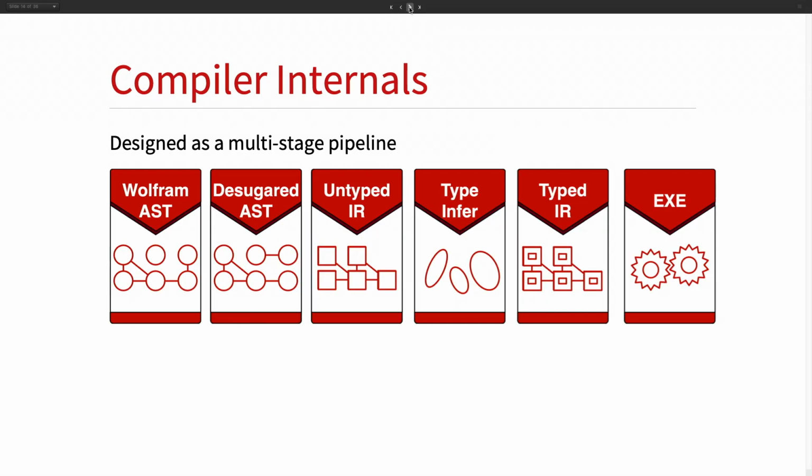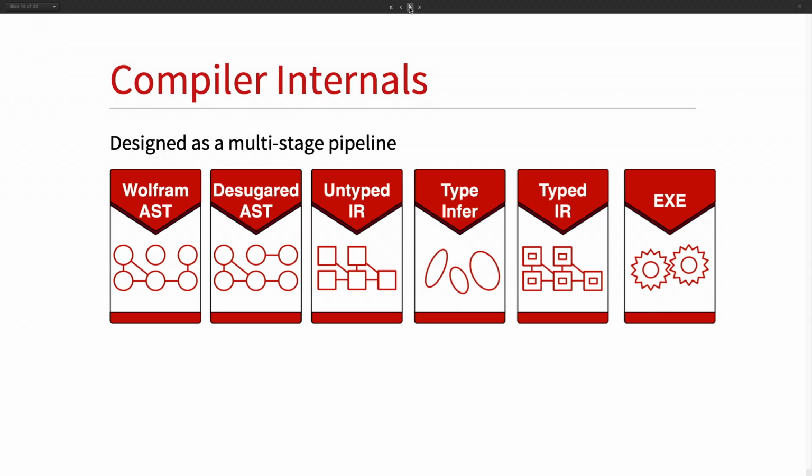So how do we achieve that? Internally, the compiler is a complicated thing, but we go through a multi-stage pipeline to make it more manageable and understandable. So we take these Wolfram expressions, or abstract syntax trees, and we do some transformations to make it simpler. We call that a desugared AST. It's a subset of the expressions.